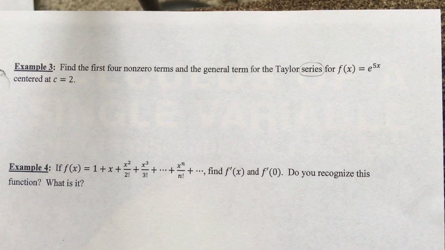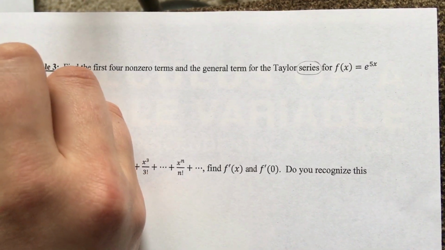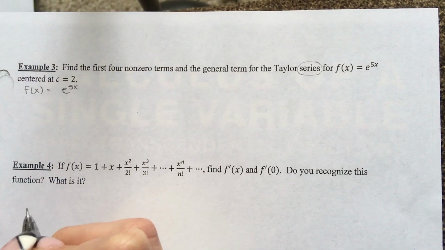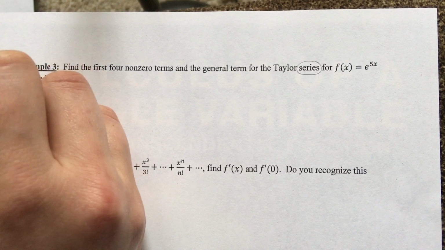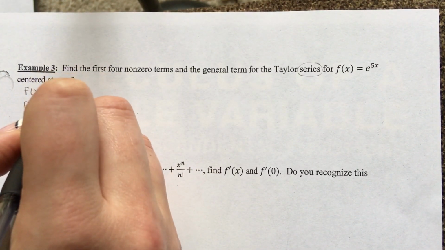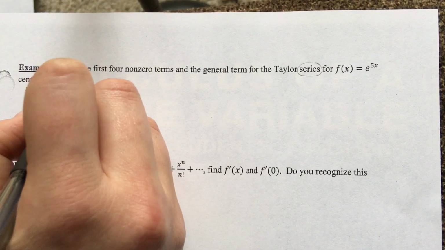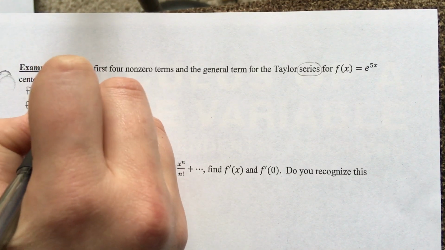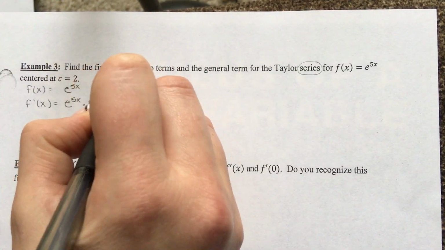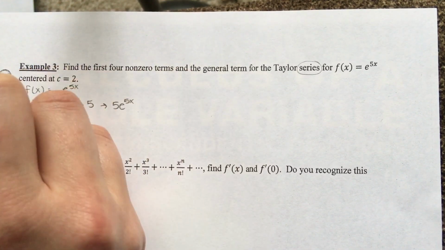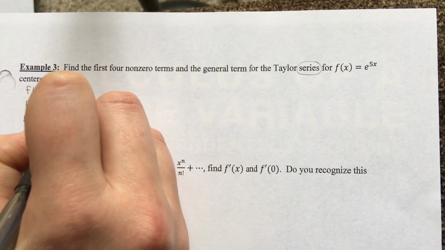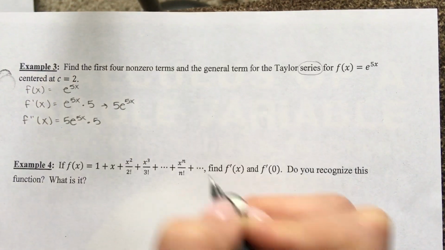Where f of x is e to the 5x. So I'm going to say f of x is e to the 5x. And I'm just going through and I'm getting my function. And I'll do a few derivatives here. I'm just going to do the first 3. So the derivative of e to the 5x is e to the 5x multiplied by 5. So I can rewrite that as 5 e to the 5x. The second derivative would be 5 e to the 5x multiplied by 5.